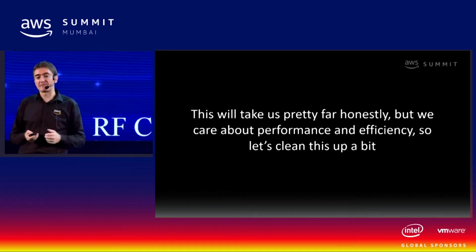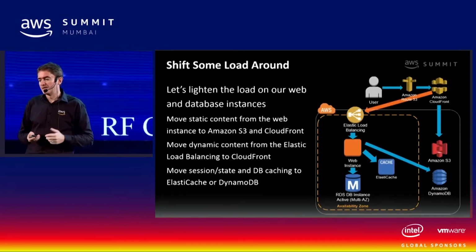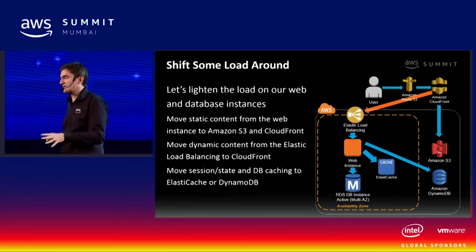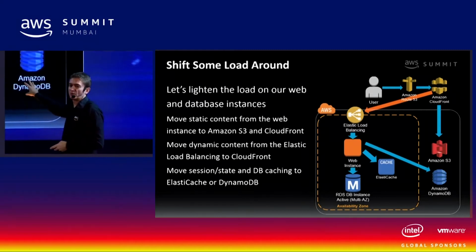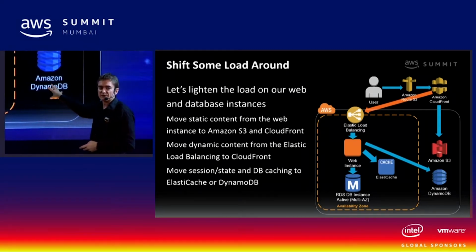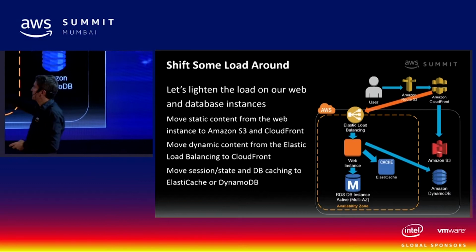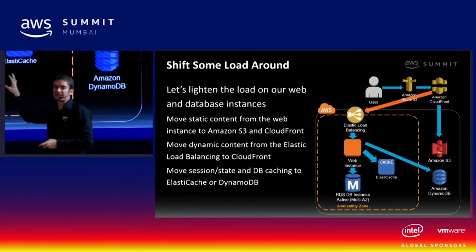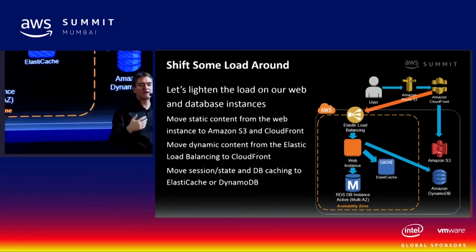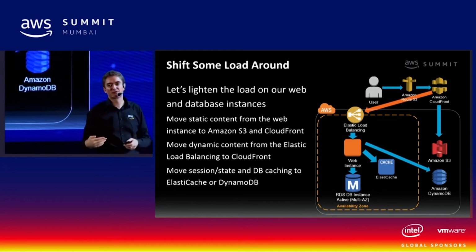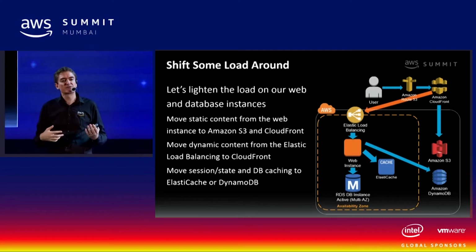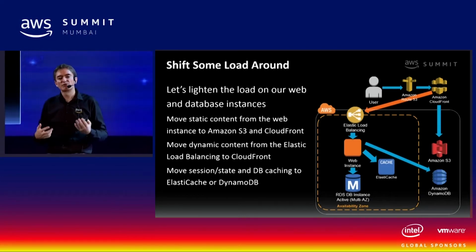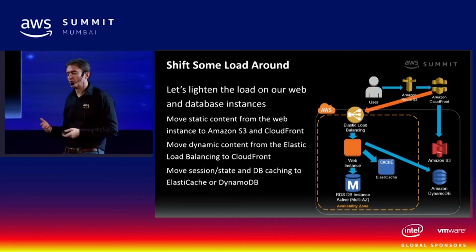So we're going to clean it up a little bit. So we want to shift some load around. So what we've done here, as you can see, we've introduced one database here called DynamoDB. This is a NoSQL database. And over here, we've introduced Elasticache. Inside Elasticache is a caching service where you would have Redis or Memcache. Now, what you are doing here is offloading different components of your application to the right database for the job.